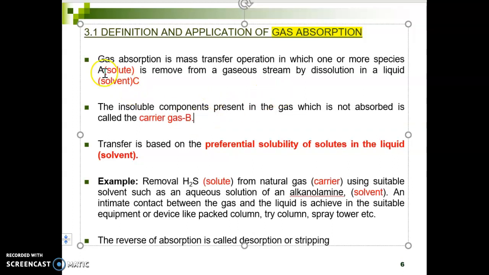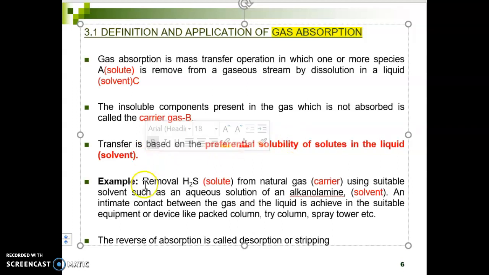So your B is your carrier gas. Your A here should be soluble in your C, but your B is insoluble in C. So that's how the separation can occur for this gas absorption process. By theory, the transfer of your A is based on the preferential solubility of your solute A in the liquid solvent C. So that's how the separation can happen. Your B is not soluble in your C.